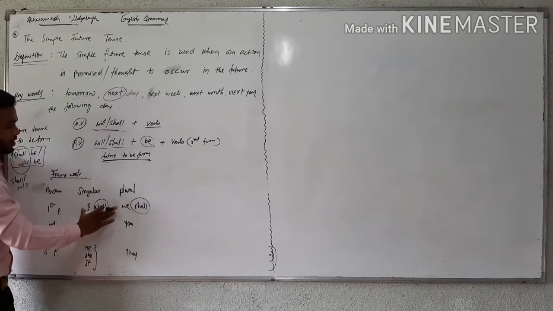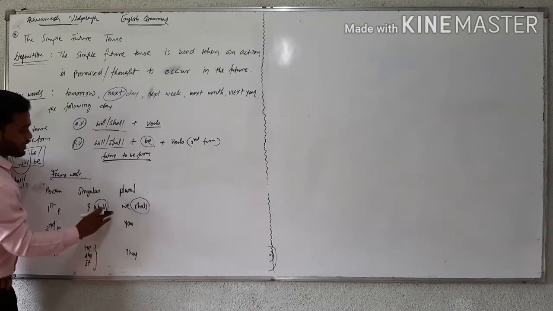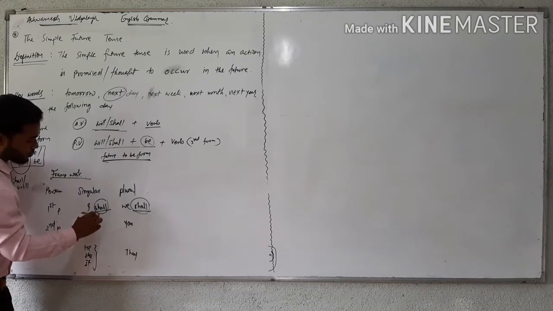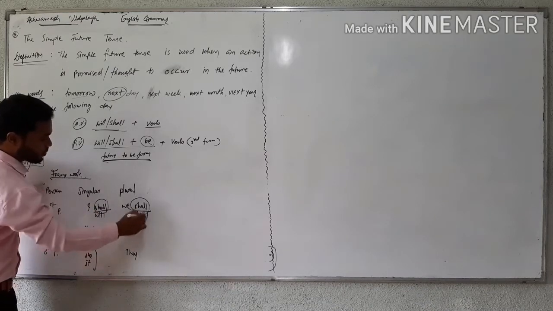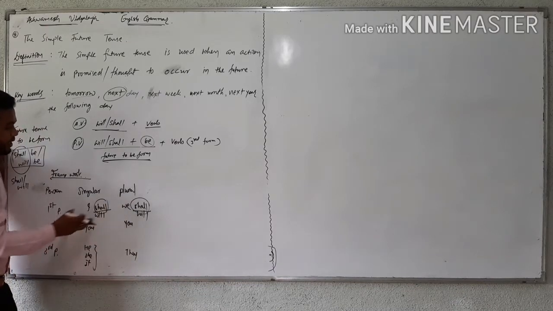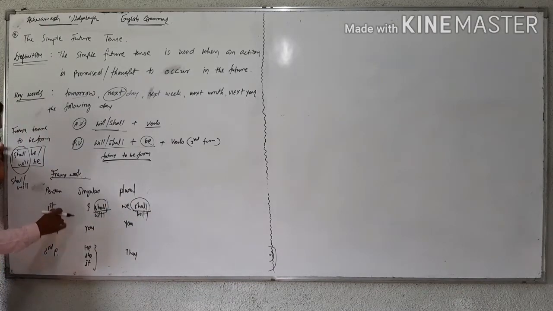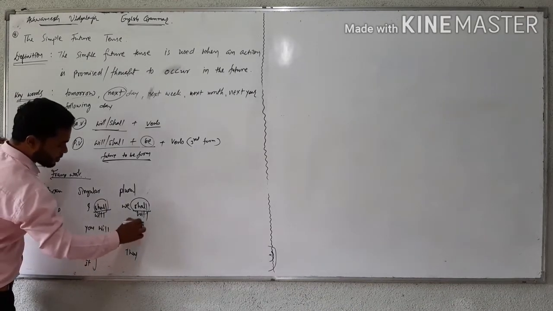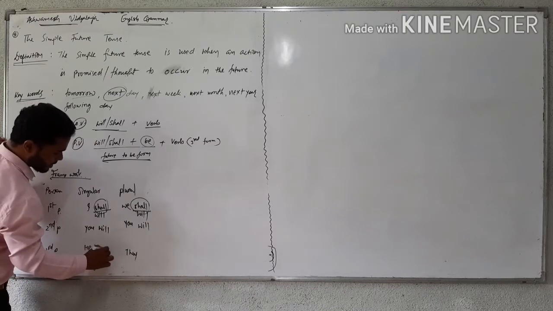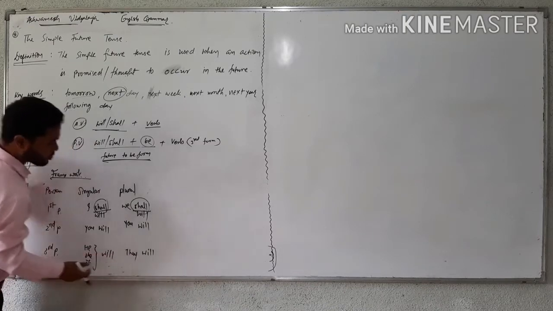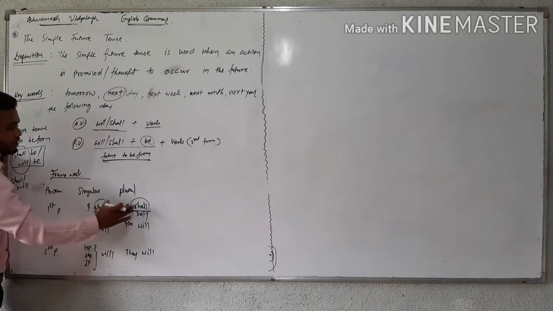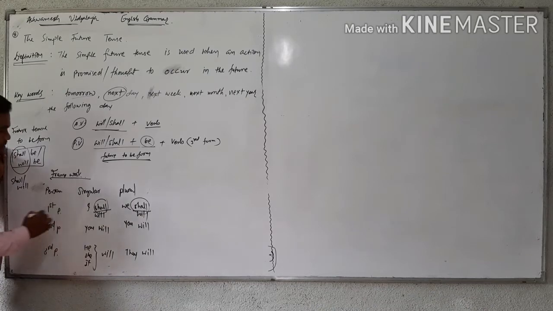For first person subjects we use the helping verb shall, but in this situation we can also use will with these two. Second person, you will; third person, he will, they will. We use all subjects with will. Only two subjects, I and we, we use with shall, in this structure.